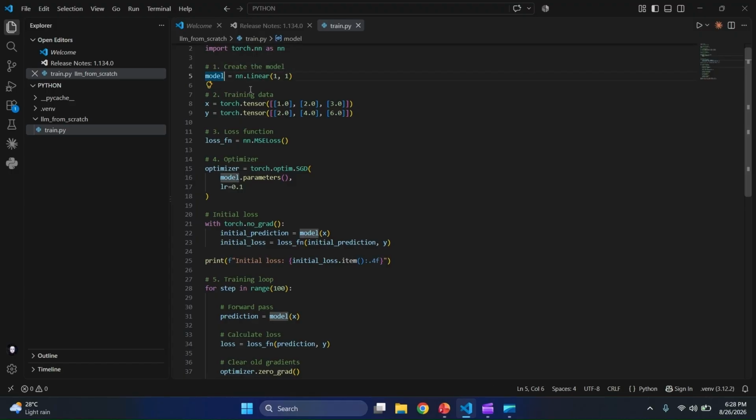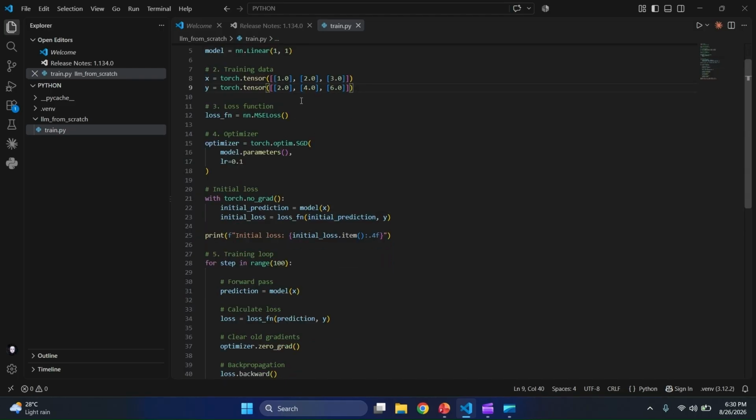First I need a model. I'm keeping it really small, and I'm using a linear layer with one input and one output. So basically, this is just a tiny model that can learn a simple relationship. You can see here now we have my training data. One maps to two, two maps to four, and three maps to six. So the model needs to learn this simple relationship. It's a very simple dataset.